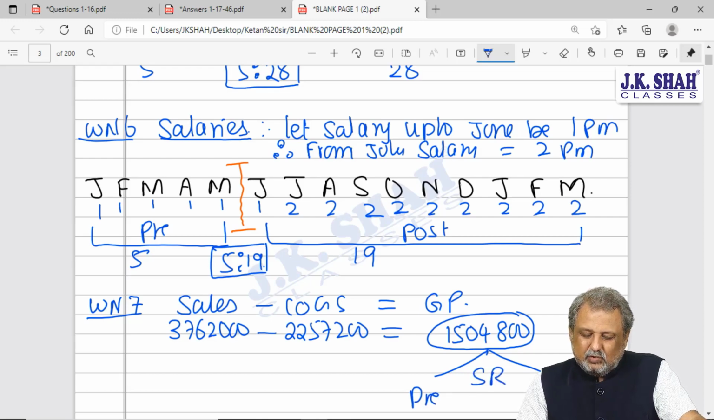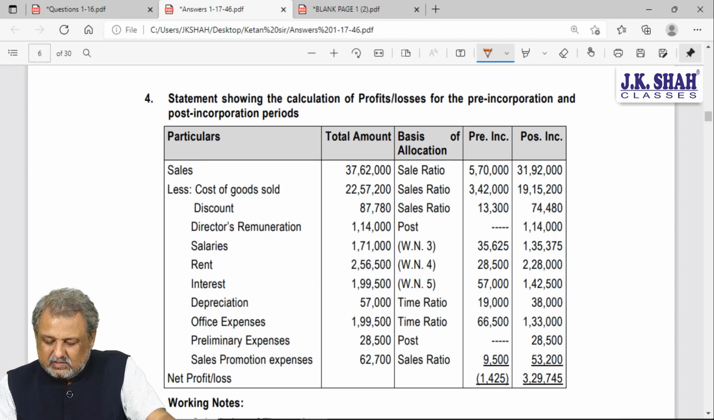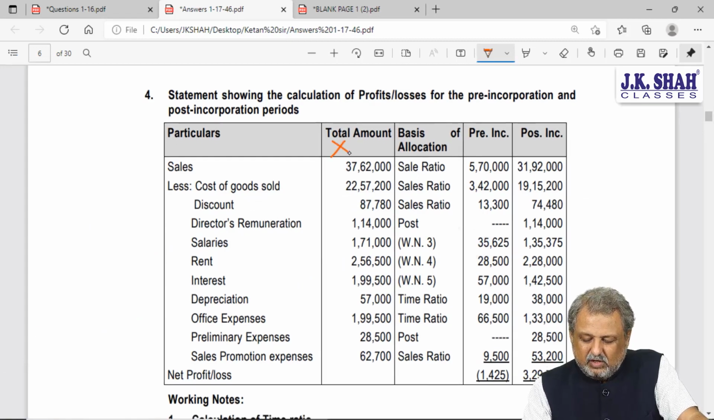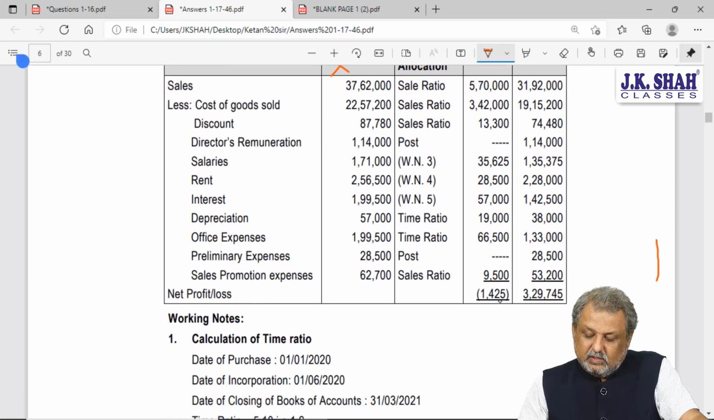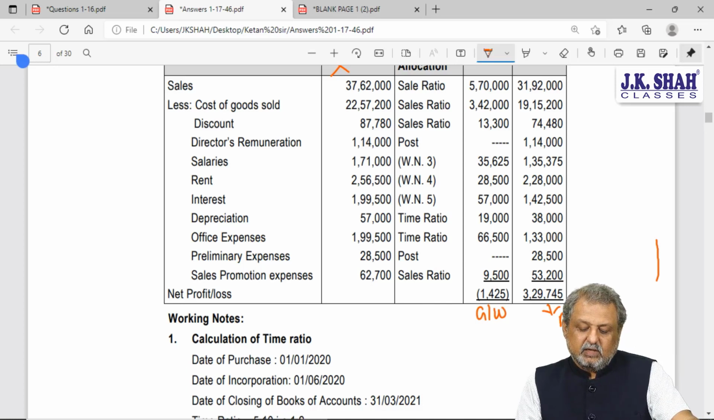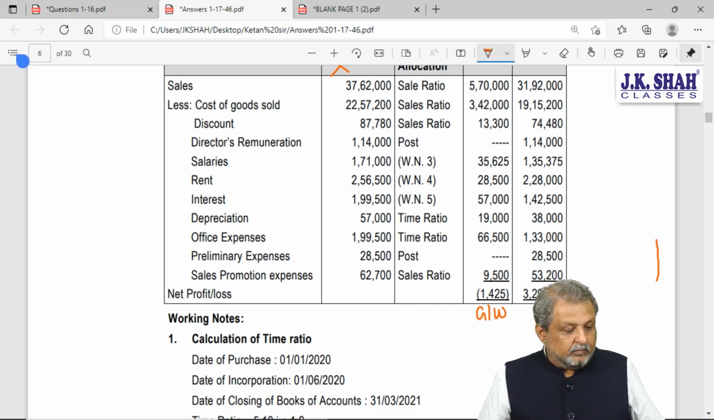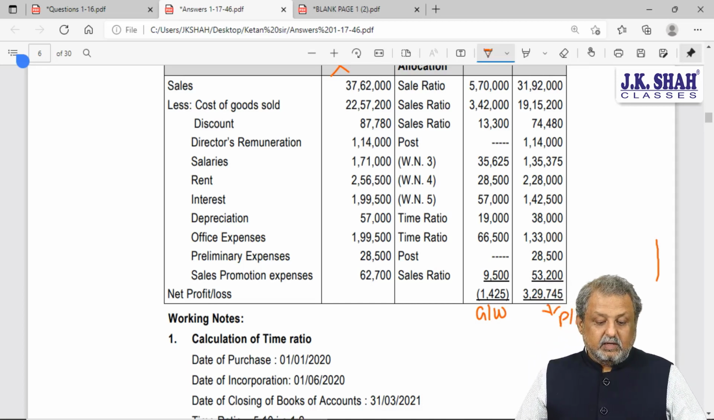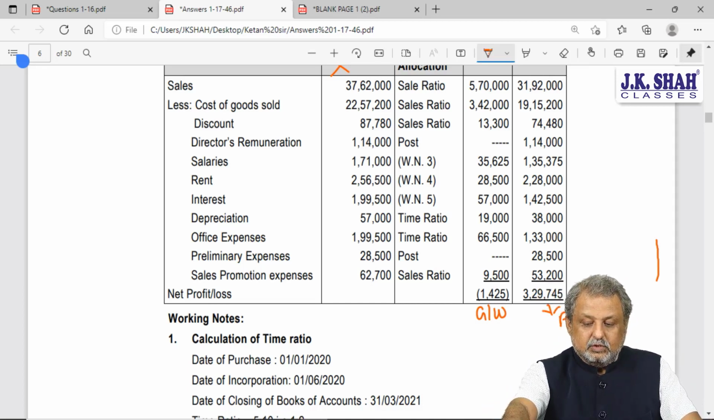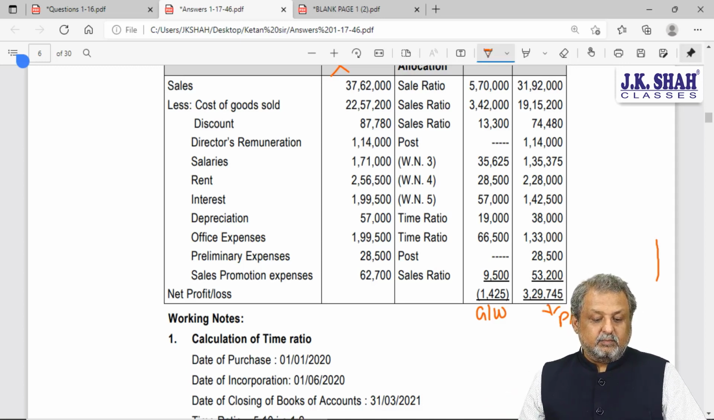Either you can do this or you can start your answer with sales and cost of sales. This total column is not required unless they ask you. You make basis, you make pre, you make post. Again, here this pre-period net loss you are getting, that goes to goodwill. This goes to P&L. Again, they have shown it in the same line. You have to show one below the other. Understood? Everybody? This is with regard to profit prior to incorporation.